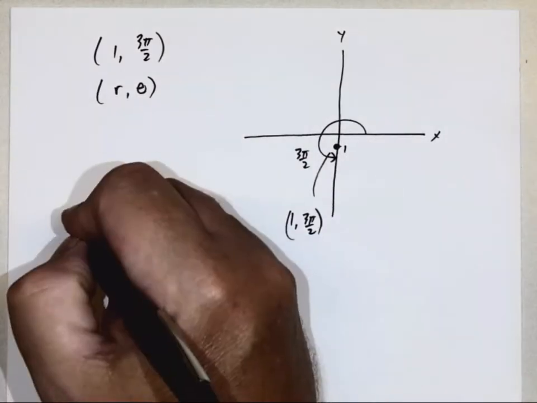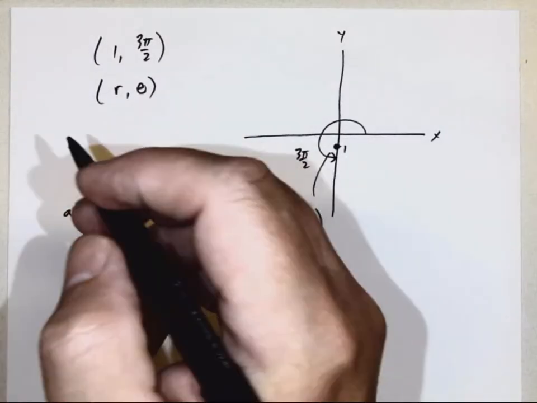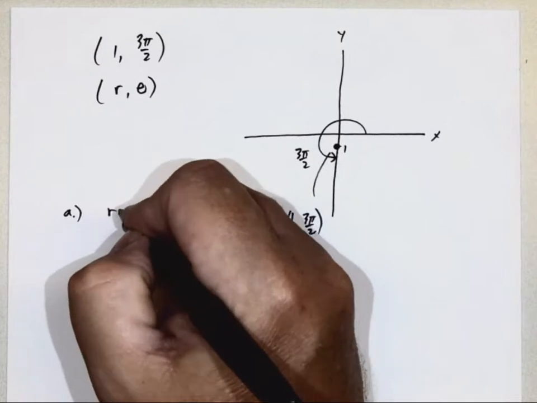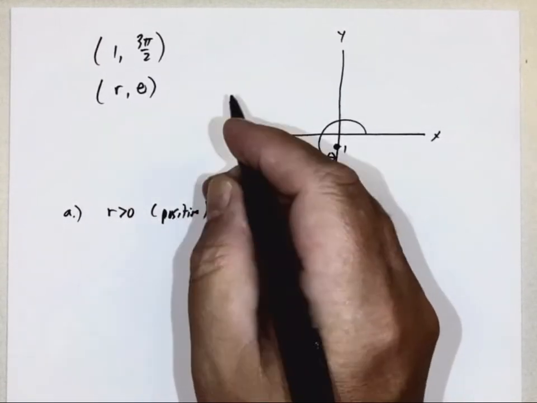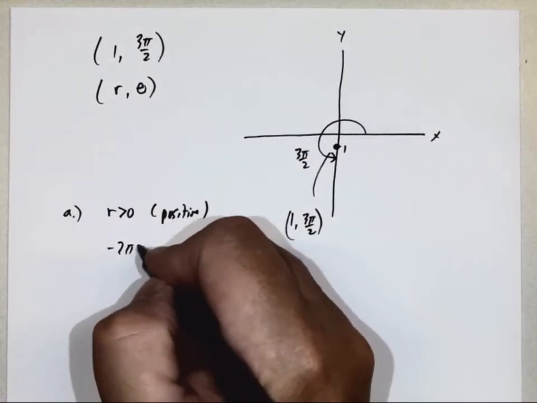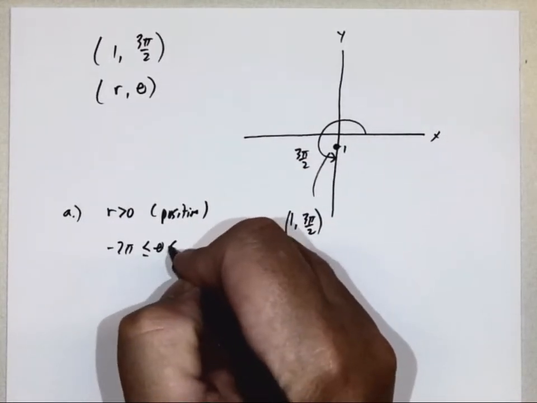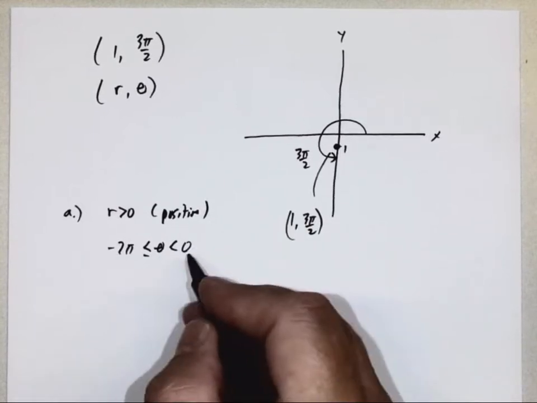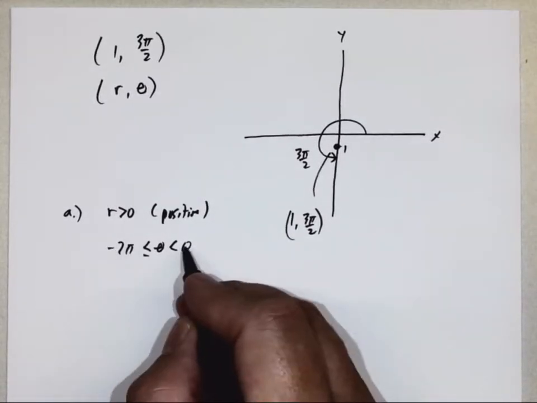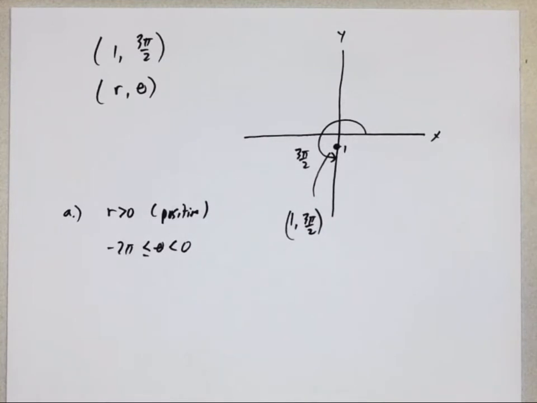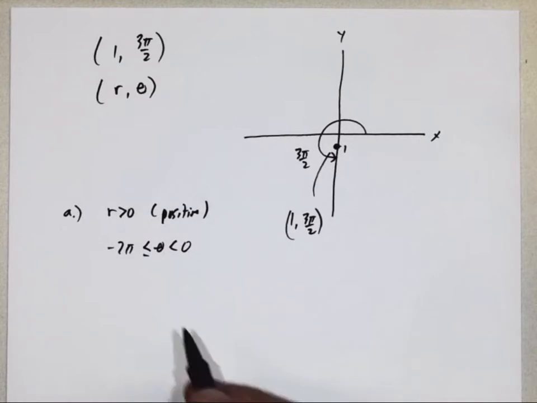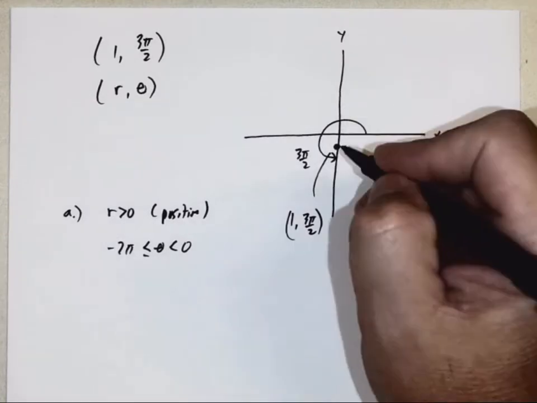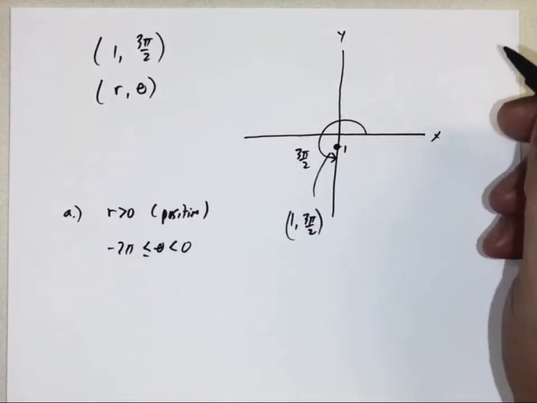Matter of fact, part A says r greater than 0, which means R is going to be positive, and they want the angle theta to be between 0 and negative 2 pi. So it's almost, they're saying, okay, keep your R positive. Let's go and use a negative angle, and we want to get to this same point.